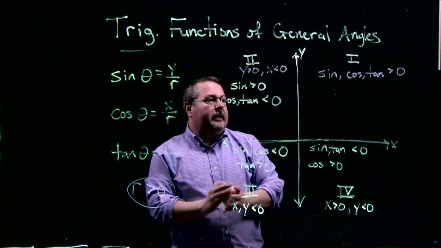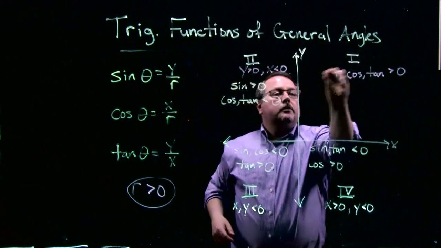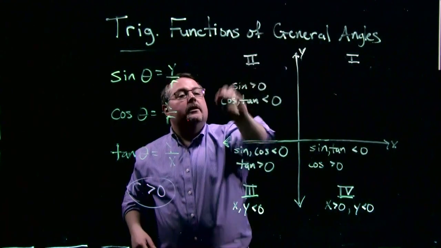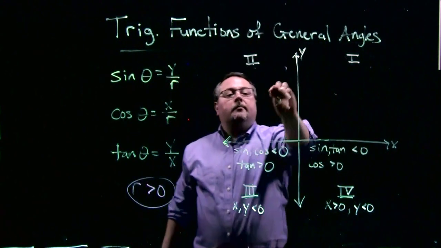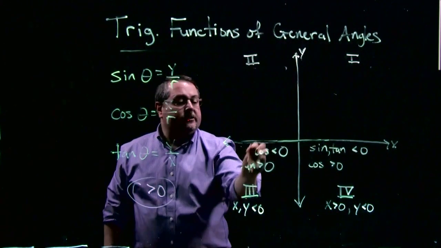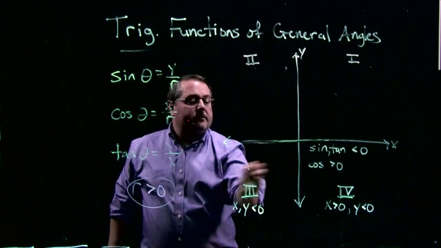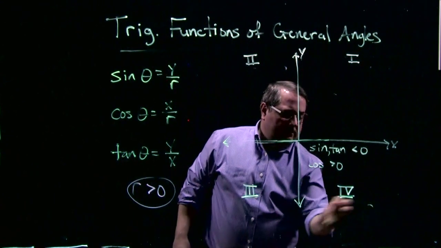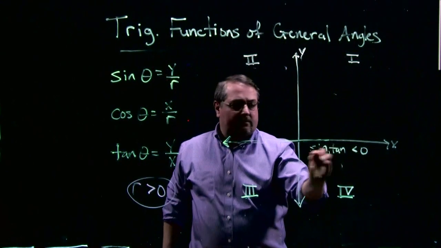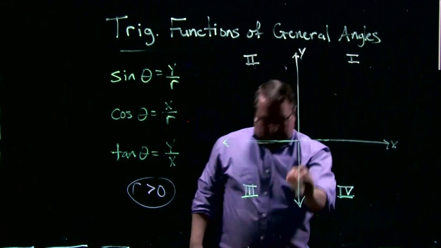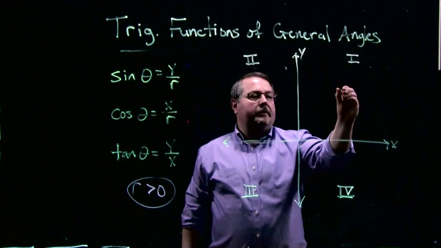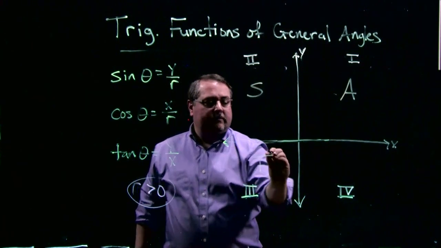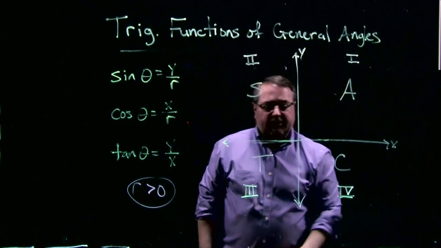Now, there's a mnemonic that we can use, and again, if you've done some trig in high school, you may have seen this in the past. There's a mnemonic that we can use to remember out of sine, cosine, and tangent which trig functions are positive in which quadrants. Yes, you may have seen something like this before. If you haven't, I'll explain it in just a moment.